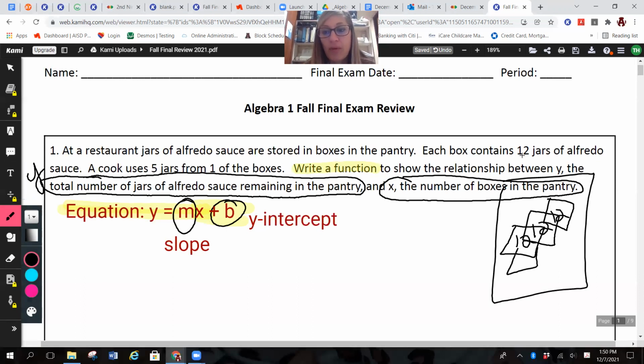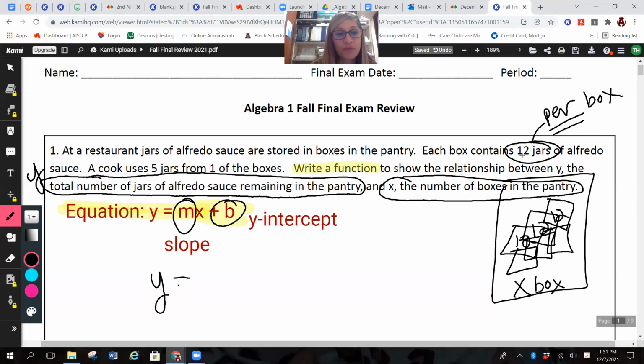We don't know how many boxes are in the pantry. We just know there are x boxes. X boxes, get it? There are x boxes of Alfredo sauce. Now, how many are in each box? Yeah, 12. Well, there's our slope because it's 12 per box. Per means multiply. So y equals 12 Alfredo jars per box.